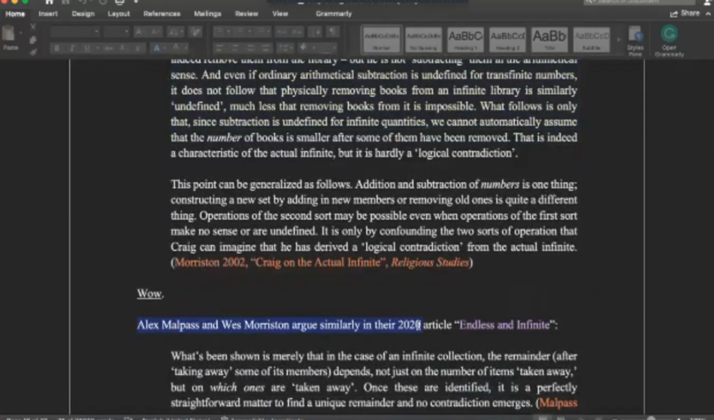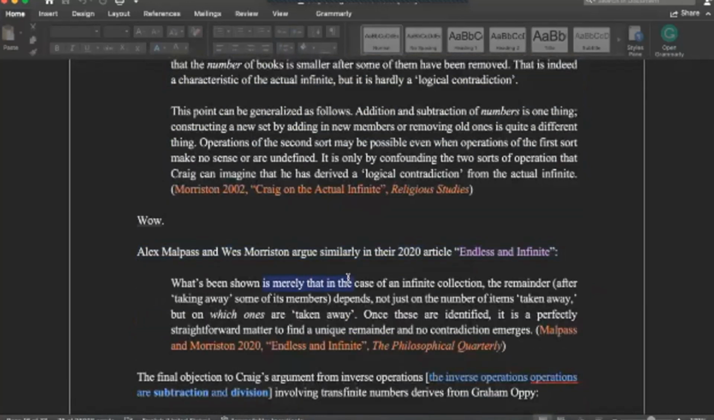Alex Malpass and Wes Morriston argue similarly in their 2020 article, Endless and Infinite. What's been shown here is merely that in the case of an infinite collection, the remainder, after "taking away" some of its members, depends not just on the number of items taken away, but on which ones are taken away. And once those are identified, it is a perfectly straightforward and non-contradictory matter to find a unique remainder. And of course, no contradiction emerges.